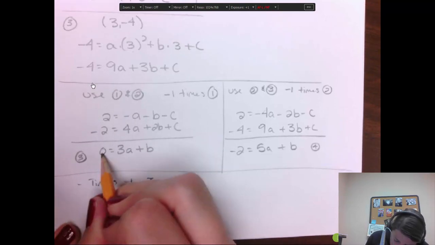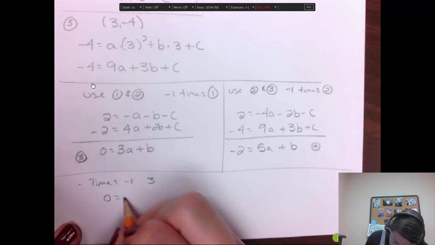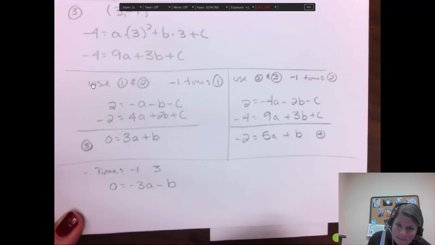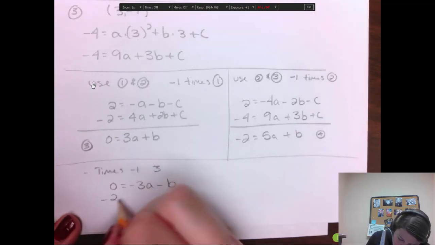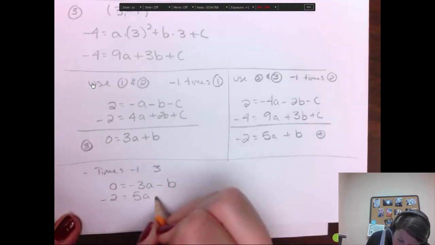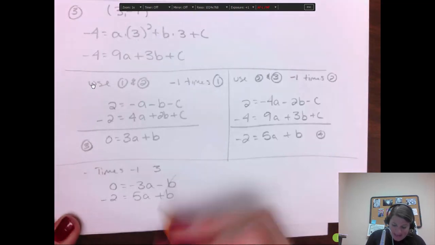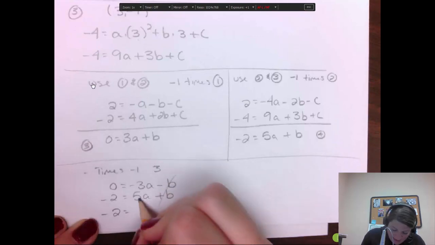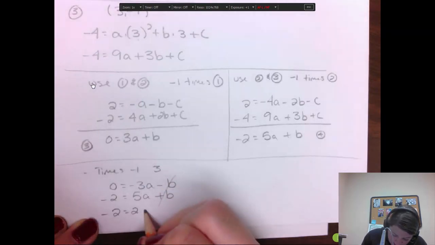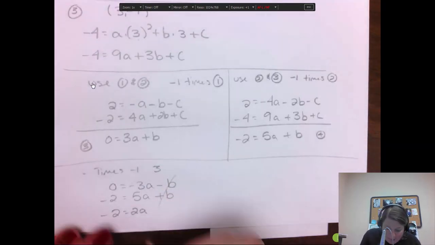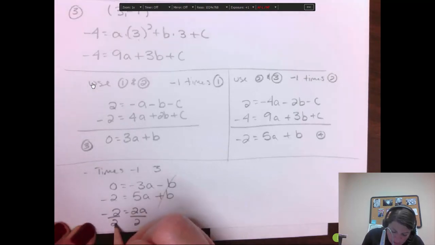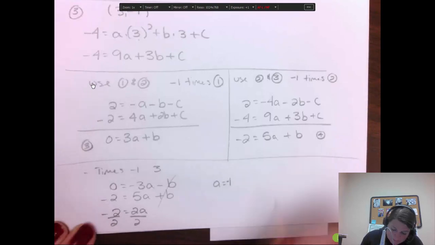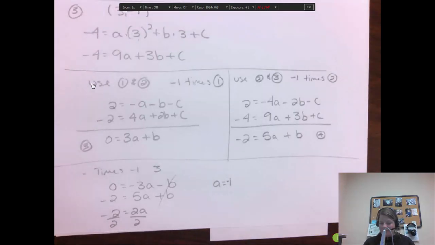So -1 times 0 is still 0. So -3A minus B. So I changed all those signs, and then I'm going to write this one down. So it becomes -2 equals 5A plus B. Okay, those ones cancel, yay, and I get 0 minus 2 is -2. 5 minus 3 is 2A. Okay, divide by 2, and A is going to equal -1. Yay, I got -1 for A.